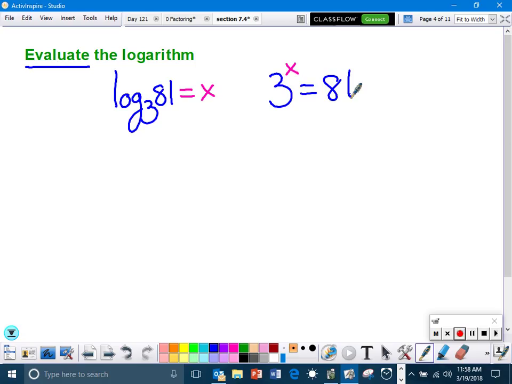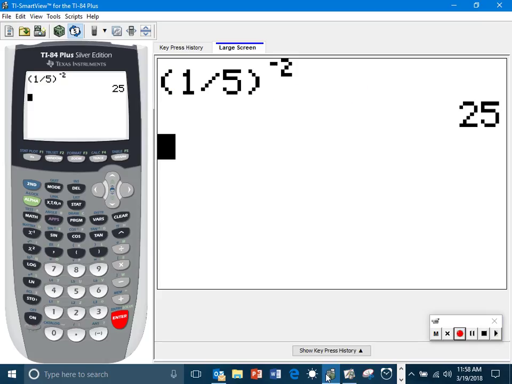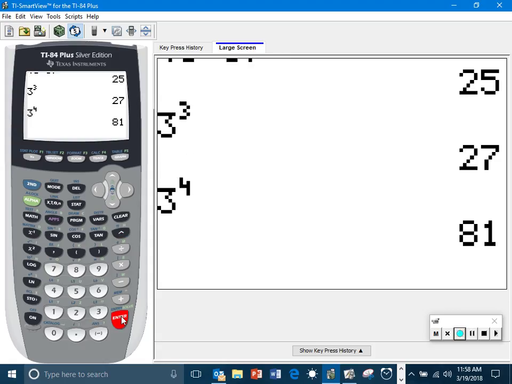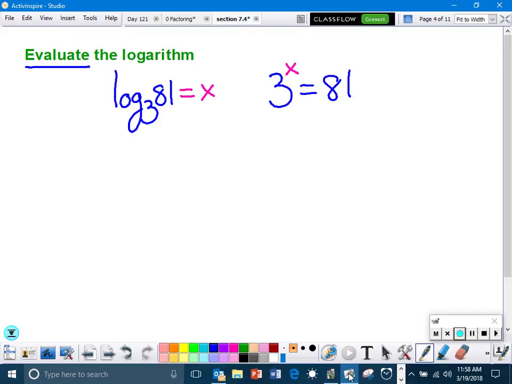And hopefully you're familiar enough with your exponent rules to be able to figure that out. If you're not, you're going to have to use your calculator. So like you think it's 3 to the 3rd. No, that wasn't enough. Is it 3 to the 4th? Yes, it is. So that means when we evaluate that, we find out that it equals 4.